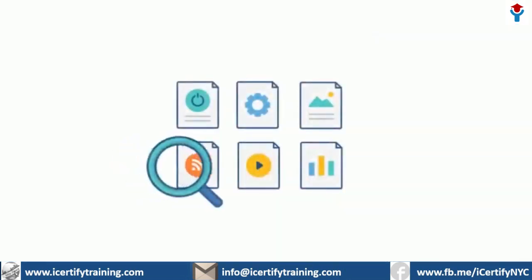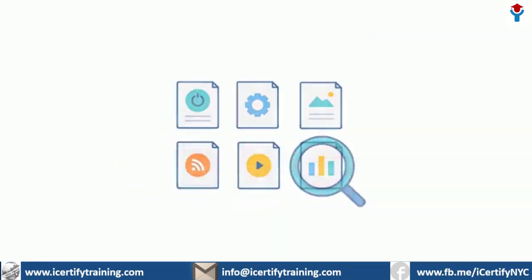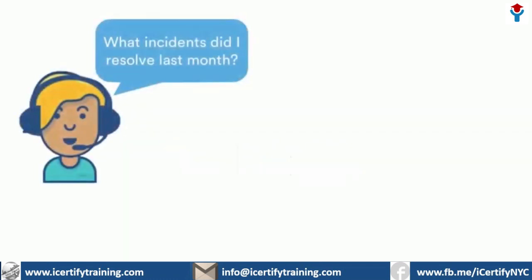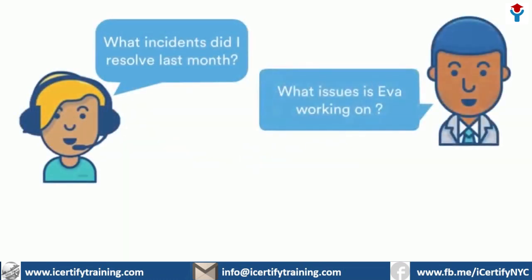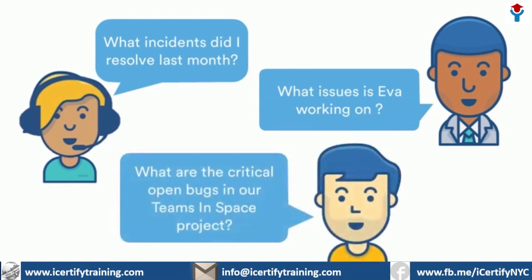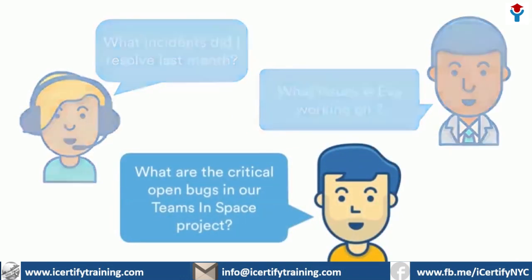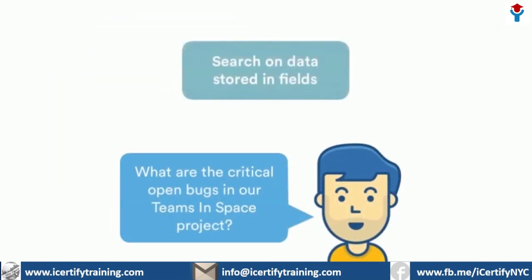You'll often want to find issues in Jira. For example, what incidents did I resolve last month? Or what issues is Eva working on? Or what are the critical open bugs in our Teams and Space project? You find issues by searching issues fields like priority, status, type, and project.